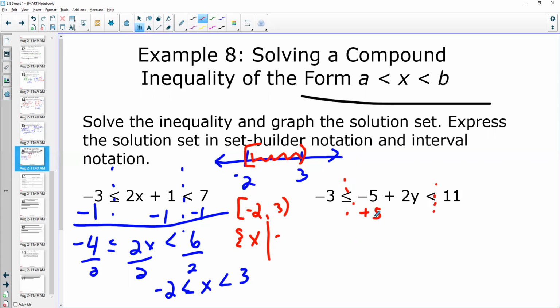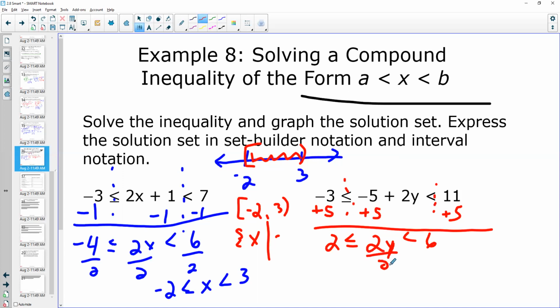Plus 5, plus 5, plus 5. I get 2 less than or equal to 2y less than 6. Divide all three sides by 2. So I get 1 less than or equal to y less than 3.